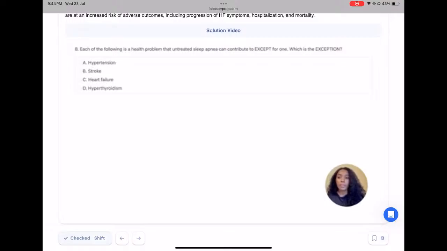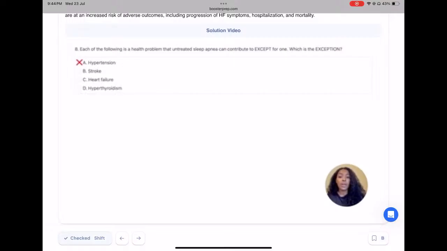So option A is hypertension. This is a cardiovascular disorder that sleep apnea does contribute to. According to the American Heart Association, sleep apnea affects 30% to 50% of people who have hypertension and up to 80% of people who have resistant hypertension. So this would be incorrect.